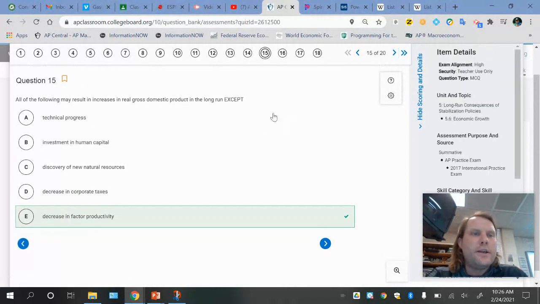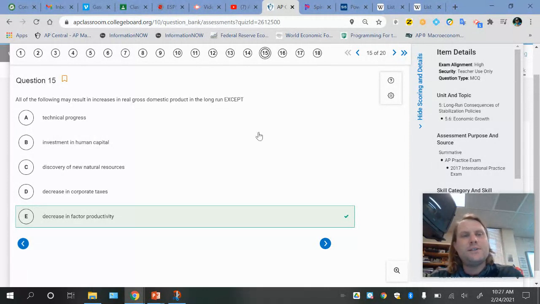All right, so we're trying to get an increase in GDP in the long run. Okay, so that's going to be, remember, real GDP, an increase of our LRAS curve, trying to increase efficiency, right? Do we have more land, more productive people, smarter people, whatever that might be? So technical progress makes things faster, more efficient. Investment in human capital, we're trying to make people smarter, better in what they do. New natural resources expand our land component, so to speak.